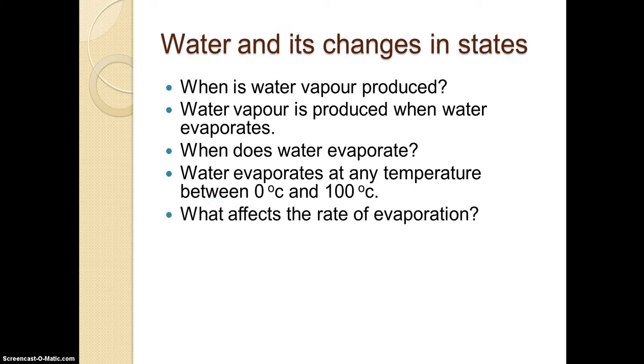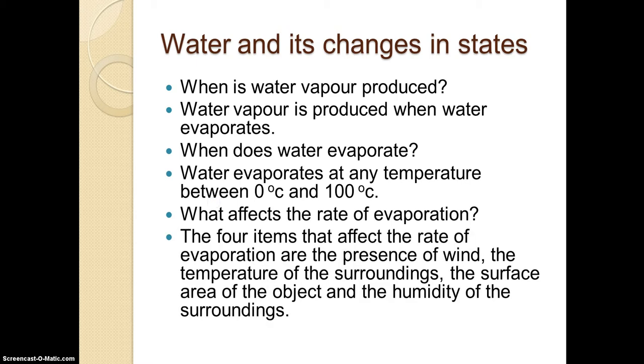What affects the rate of evaporation? The 4 items that affect the rate of evaporation are the presence of wind. The stronger the wind, the higher the rate of evaporation. The temperature of the surroundings, the higher the temperature, the higher the rate of evaporation. The surface area of the object, the wider the surface area, the higher the rate of evaporation, and the humidity of the surroundings. The more humid it is, the lower the rate of evaporation.